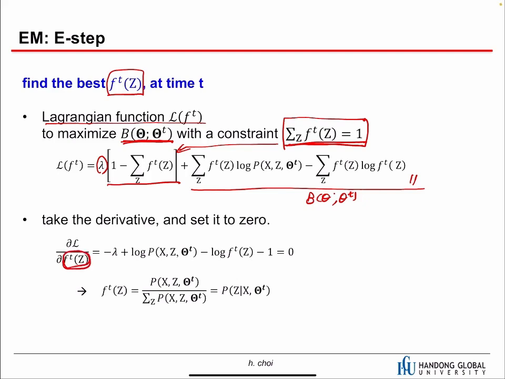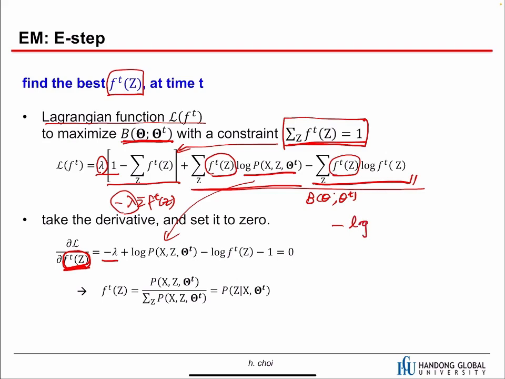So yeah, just consider this one as a variable. Okay, and we take a derivative of this Lagrangian function with respect to this variable. Then this one will be cancelled, and now minus lambda sum f_t(z). Then this one is minus lambda. Now we have f of z here, then this one will go here, and this one we take a derivative of this one.